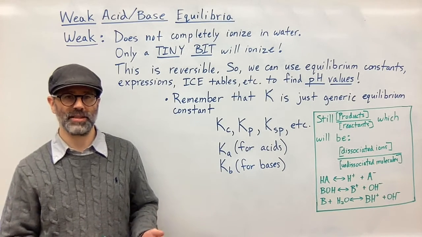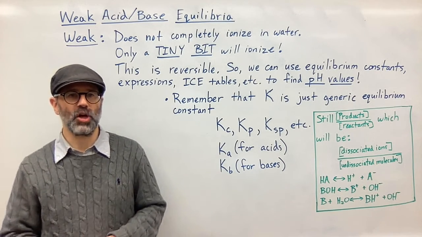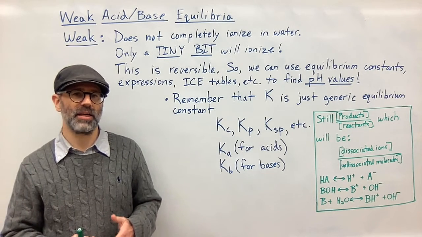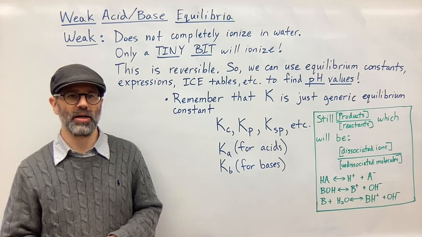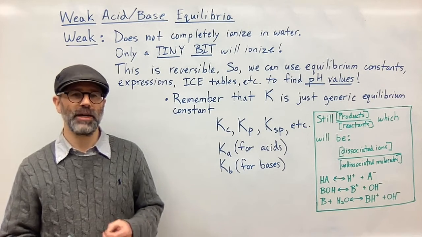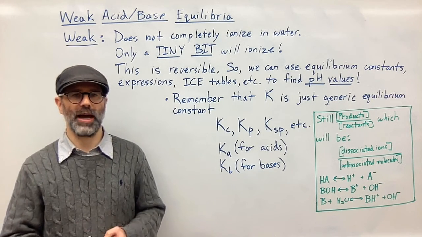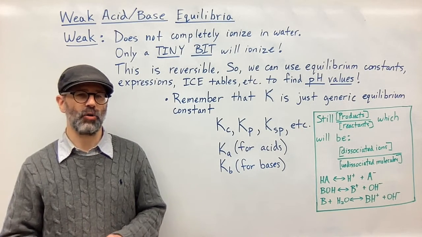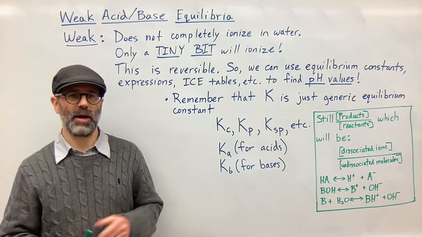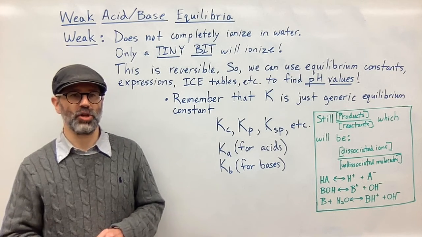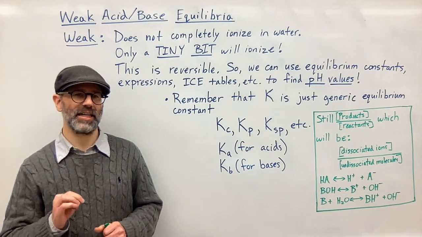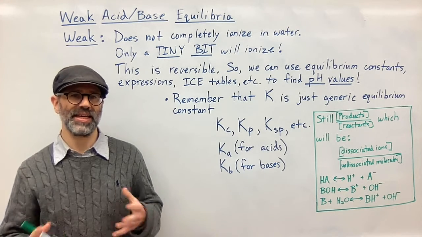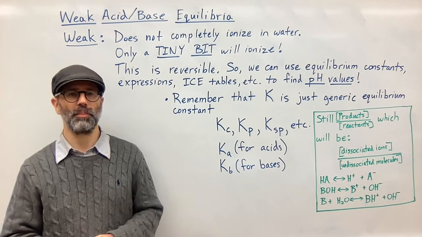Well, for a weak acid and base, it's the opposite. If you have a weak acid or a weak base, that means it's not going to be completely ionized in water. As a matter of fact, very, very little of it is going to actually ionize or dissociate in water. So that's what we mean by weak acid and weak base. A tiny bit of your substance is actually going to be in the ion form.